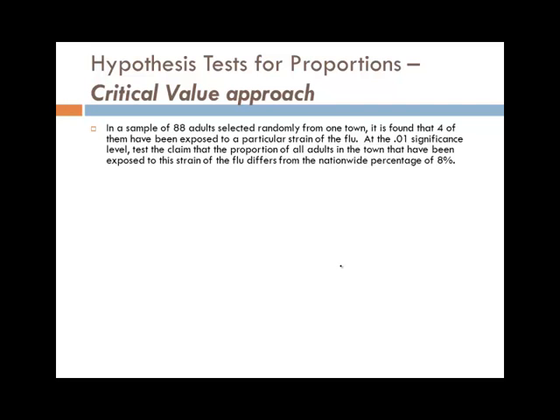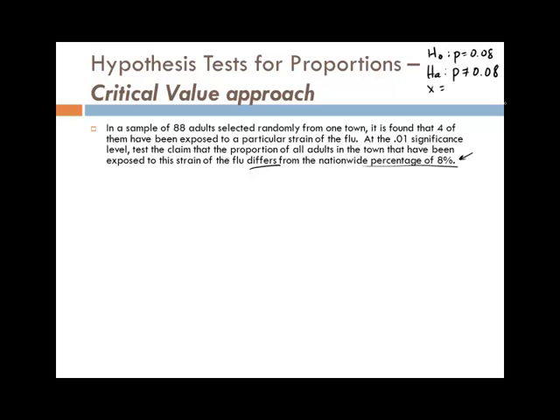We're also going to use what's called a p-value method here. In a sample of 88 adults selected randomly from one town, it is found that 4 of them have been exposed to a particular strain of the flu. At the 0.01 significance level, test the claim that the proportion of all adults in the town that have been exposed differs from the nationwide percentage of 8%. So let's identify the null hypothesis. It says differs from the nationwide percentage of 8%. So the proportion is 8%. The claim is the proportion is not 8%. Might be more, it might be less.